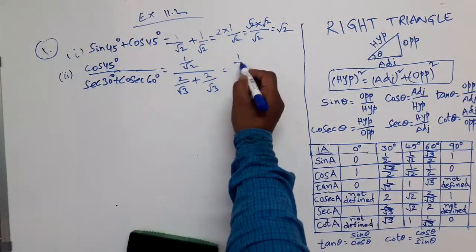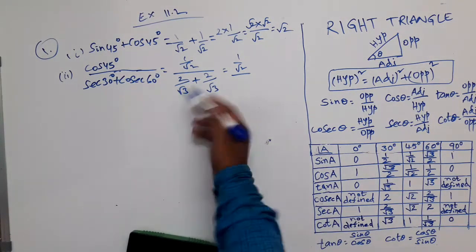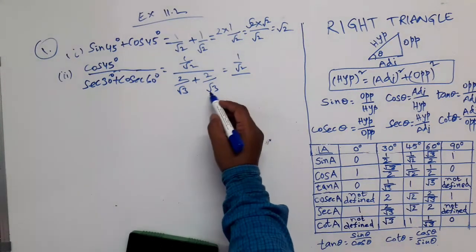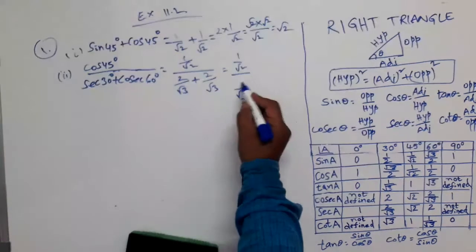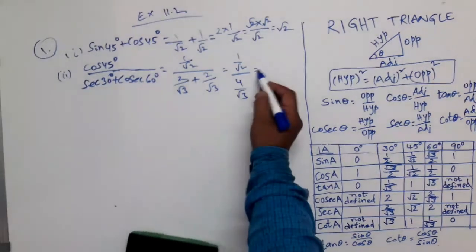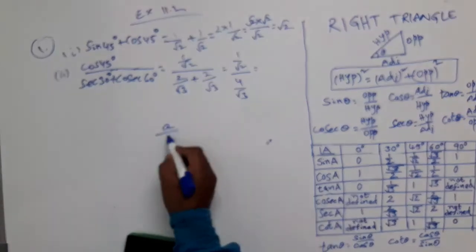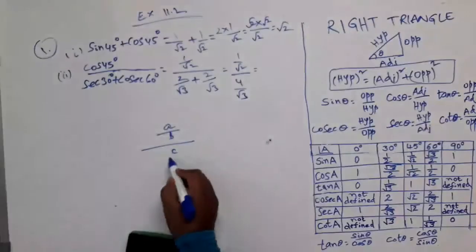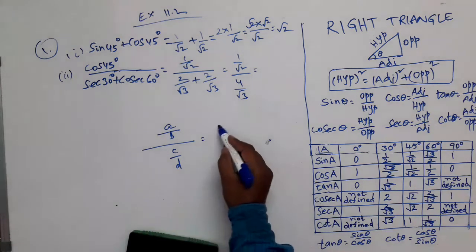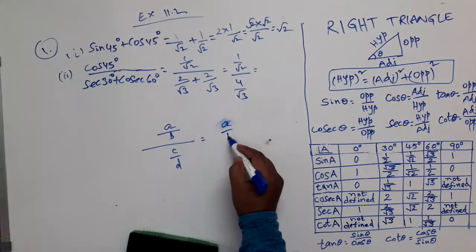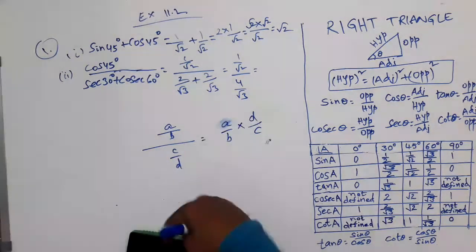Anyway, this is 1 by root 2 divided by, 2 by root 3 plus 2 by root 3, which is 2 times 2 by root 3, that is 4 by root 3. Or if you take the LCM, the denominator is root 3, and 2 plus 2 is 4. Can I simplify further? Yes. If I have A by B whole divided by C by D, I can write it as A by B multiplied by D by C.